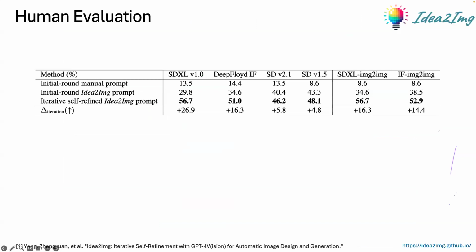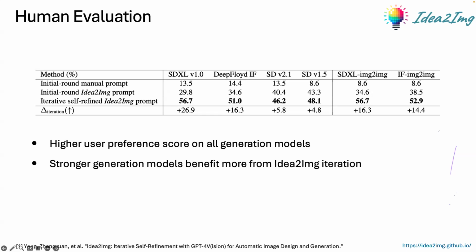And we conducted a human evaluation comparing the initial round of human prompting versus the initial round of idea-to-image prompting and the final iterative refined idea-to-image prompting. Across different T2I and I2I models, we consistently observe higher user preference scores on all these generation models. And we see that the stronger the generation model is, the more they benefit from idea-to-image iterations.